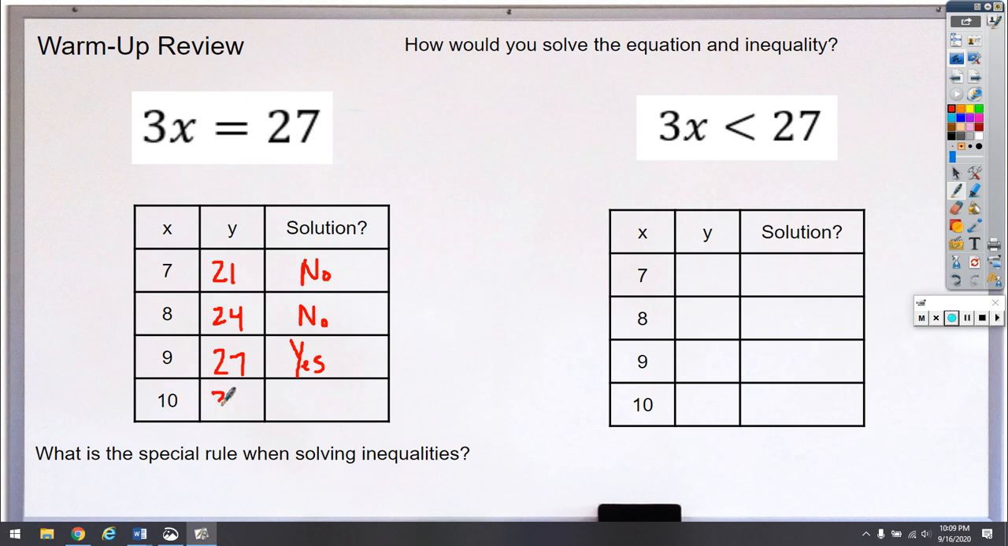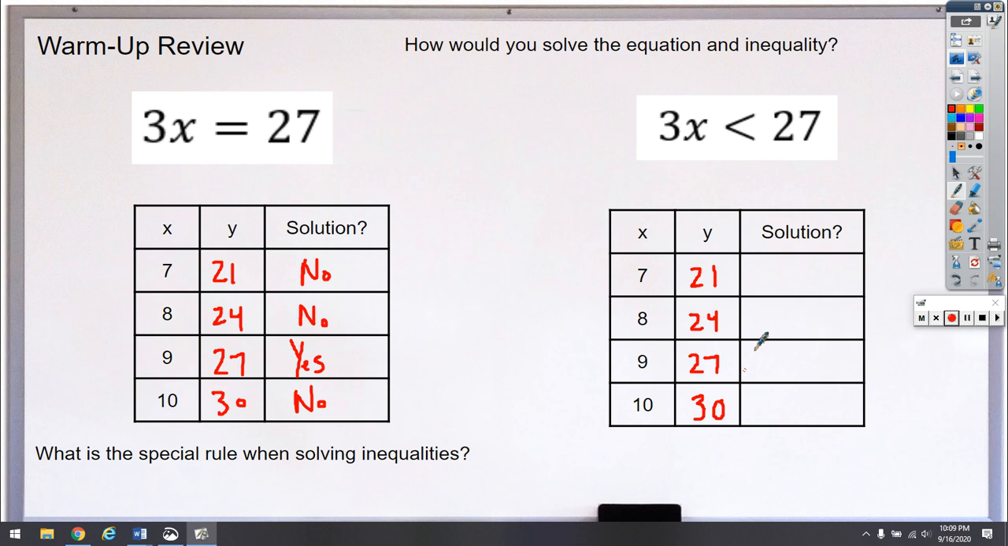If I use 10, I'll get 30. And the answer is no for this one. So you'll see you have a unique situation here where I only have one solution for this set. For inequalities though, when I take these same numbers and substitute them in, I'll still get 21, 24, 27, and then 30.